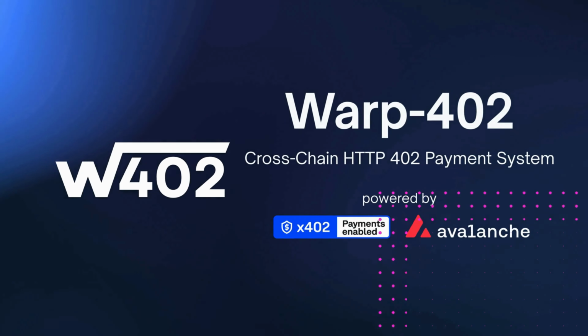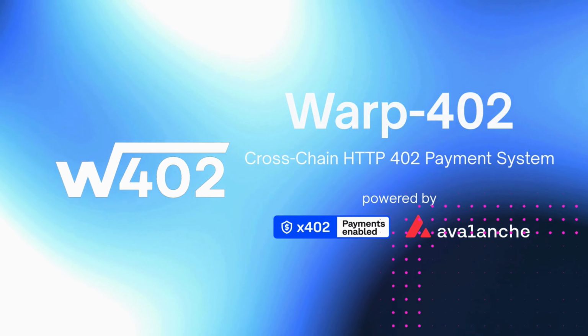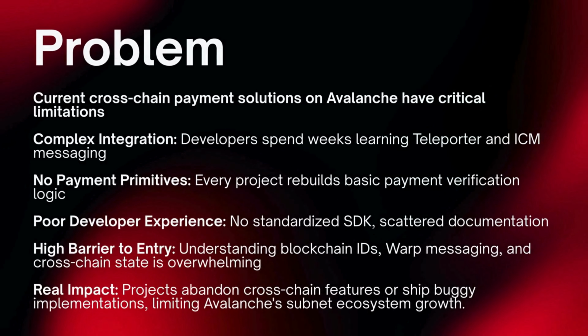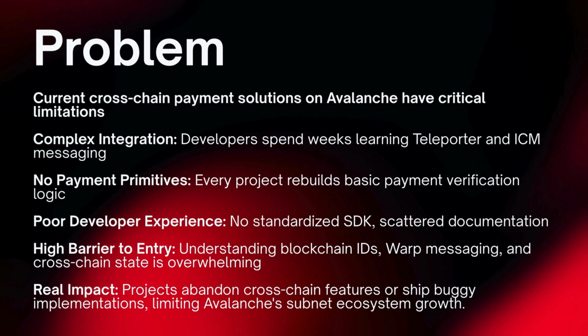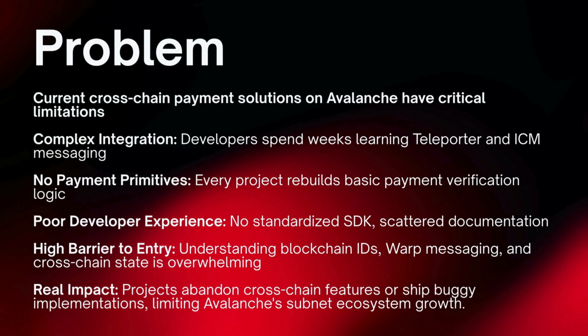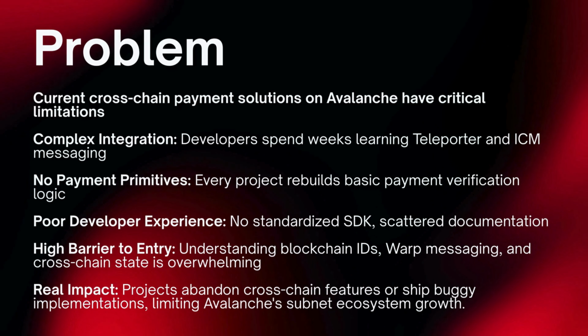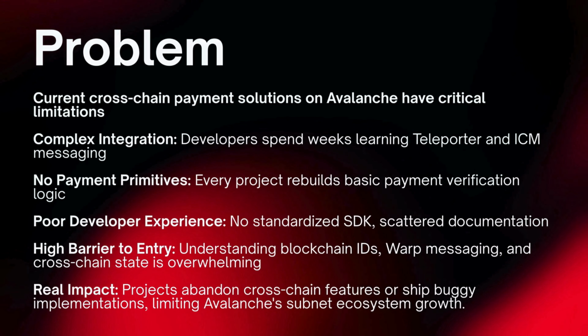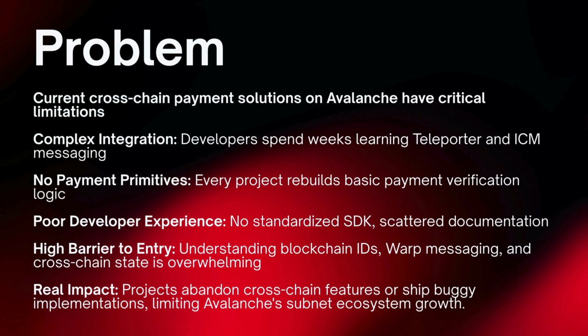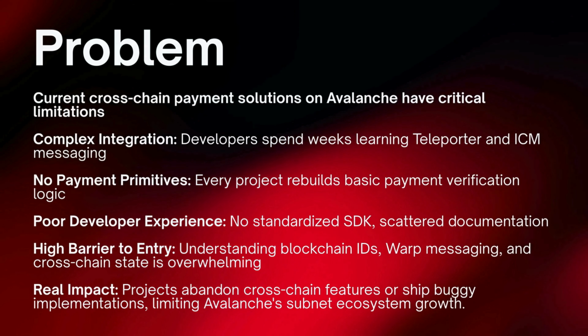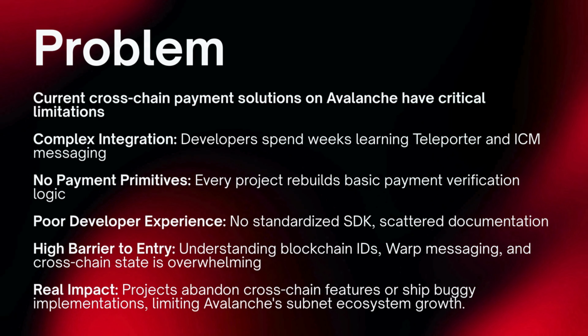Introducing Warp-402, a cross-chain payment system powered by Avalanche X402. The problem: developers face high technical barriers and missing primitives on Avalanche, forcing them to rebuild payment logic from scratch. This complexity creates friction, leading to wasted development time, buggy implementations, and abandoned cross-chain features.